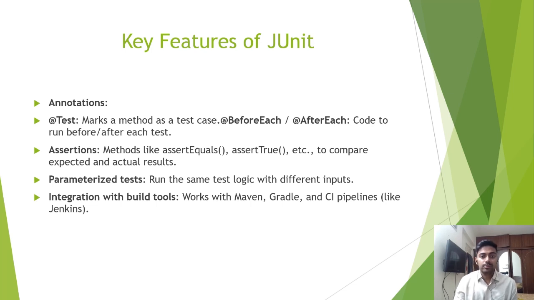JUnit also provides assertions, such as assertEquals and assertTrue, which compare expected and actual results to determine if the test passes. It supports parameterized tests, which allow the same test logic to run multiple times with different inputs, saving time and avoiding duplicate code. Another great feature is integration with build tools like Maven, Gradle, and CI/CD pipelines such as Jenkins. This makes it easy to automate tests and ensure they run consistently in every build.